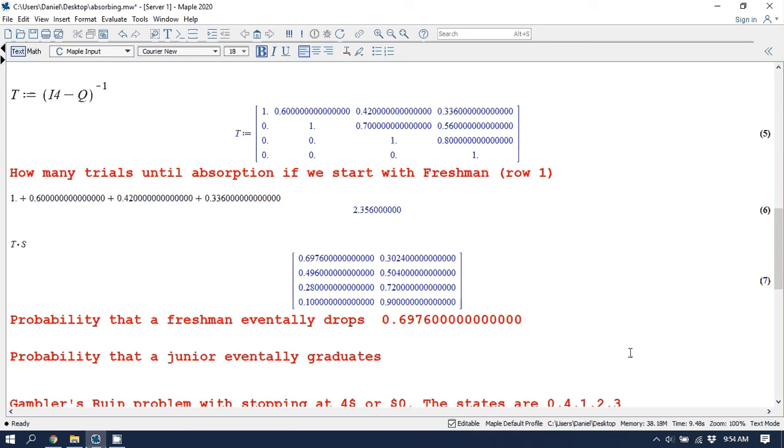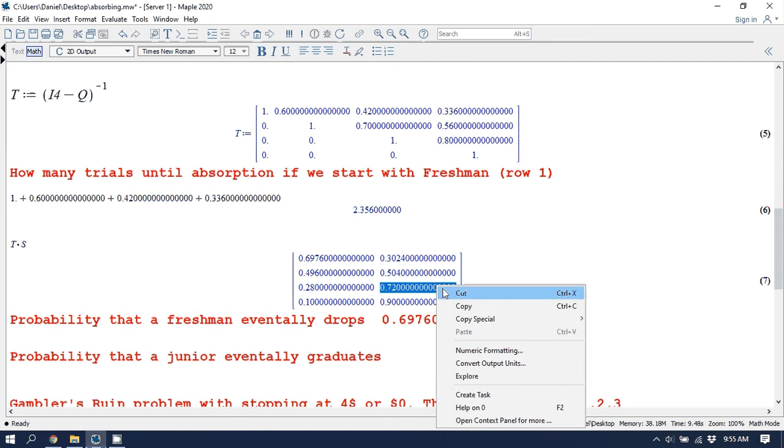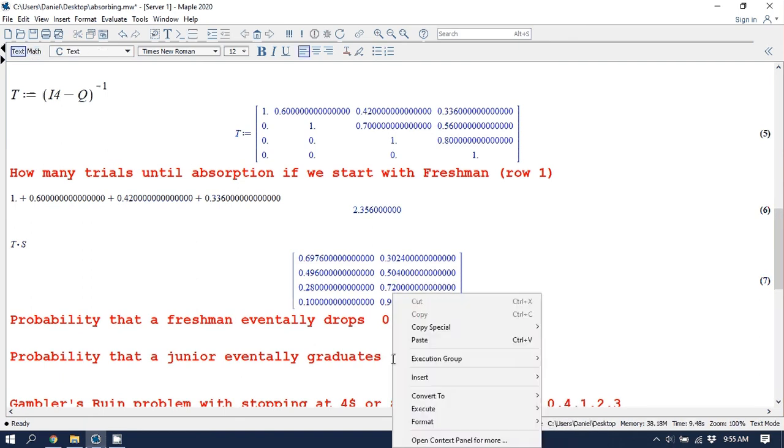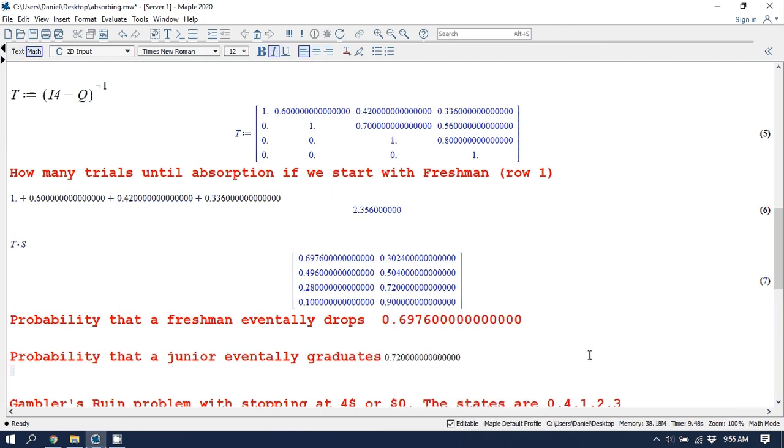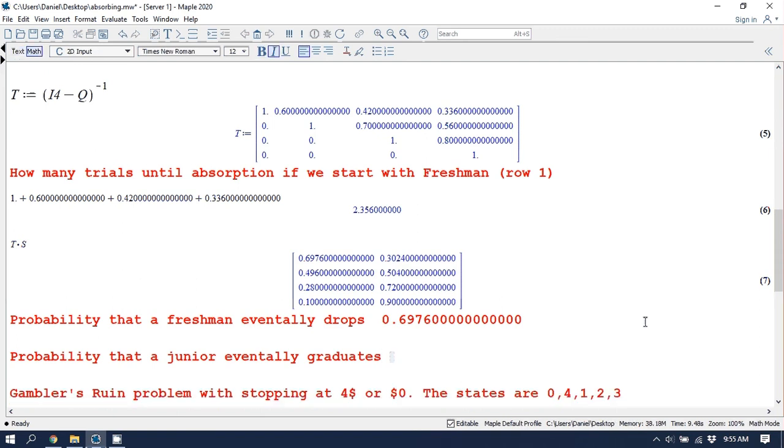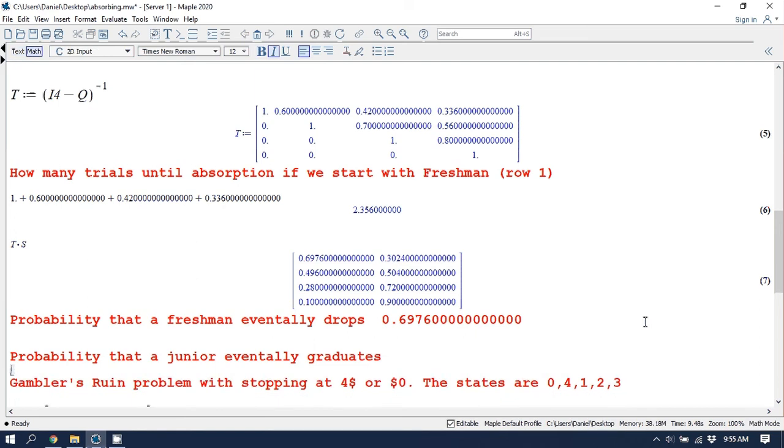And you notice that the probability decreases as you move along in the process because, as you get closer to being a senior in college, there will obviously be fewer chances to drop. What is the probability that the junior eventually graduates? Well, the junior is on the 3rd row, graduate column is the 2nd column. So that's going to be the probability that... why doesn't it appear with red? The probability that the... 0.72.